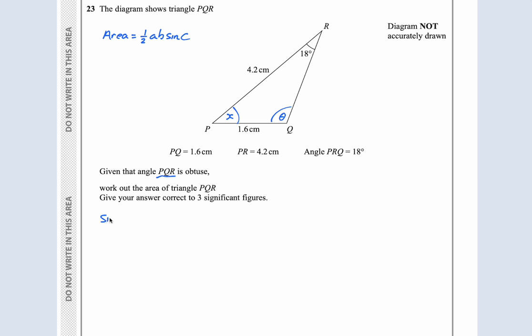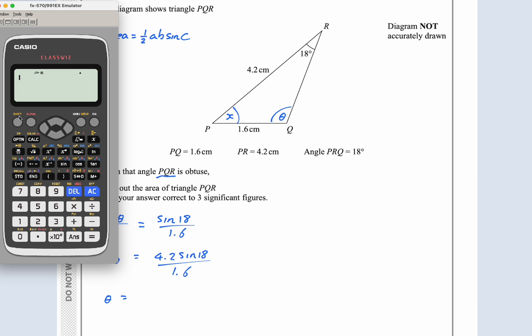So I'm going to say sine of theta over 4.2, sine of this over this, equals sine of this over 1.6, sine 18 over 1.6. Remember, if you want to find an angle, start with the angle up here. If you want to find a side, start with the side up here. They're both valid. Anyway, sine theta is equal to, I'm going to multiply across, so it's 4.2 sine 18 over 1.6, and then theta is the inverse sine of this.